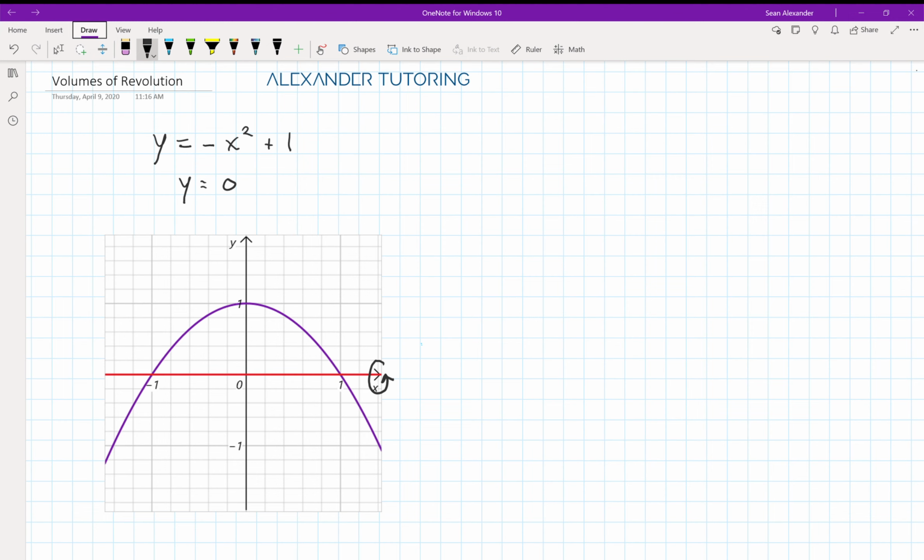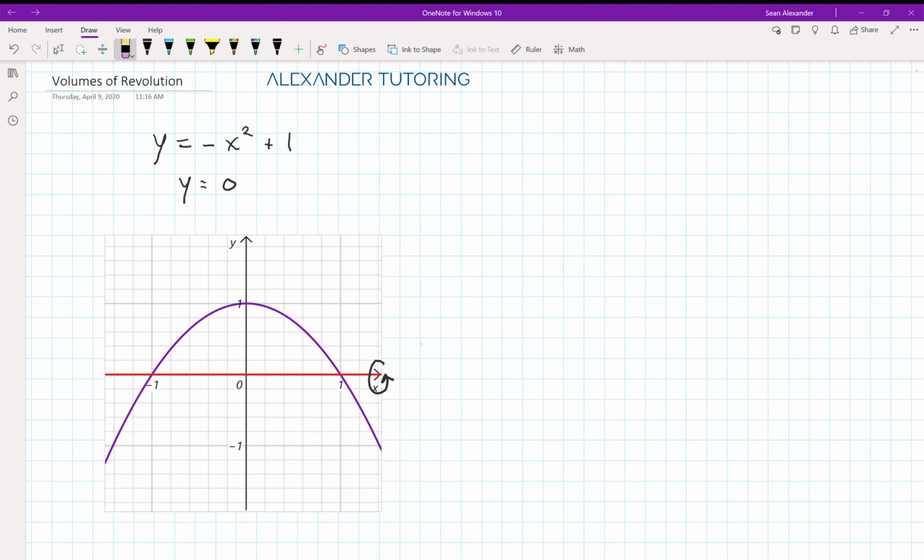So what we have here is two equations, y equals negative x squared plus 1, that's this guy here, and a second equation, y equals 0. The question is asking us to look at the area bound by these two curves. You can see I've drawn it. The purple line here is the top equation, negative x squared plus 1, and y equals 0, of course, is the red line going across the x-axis.